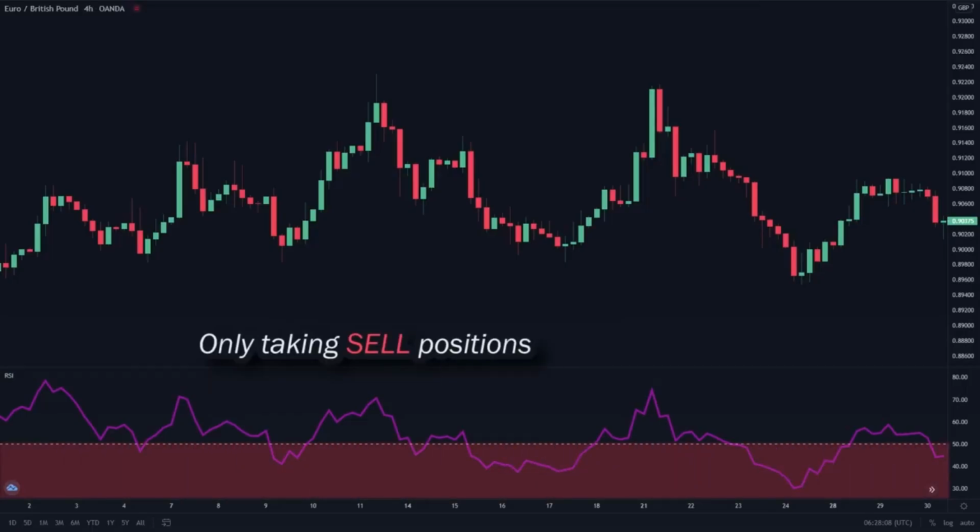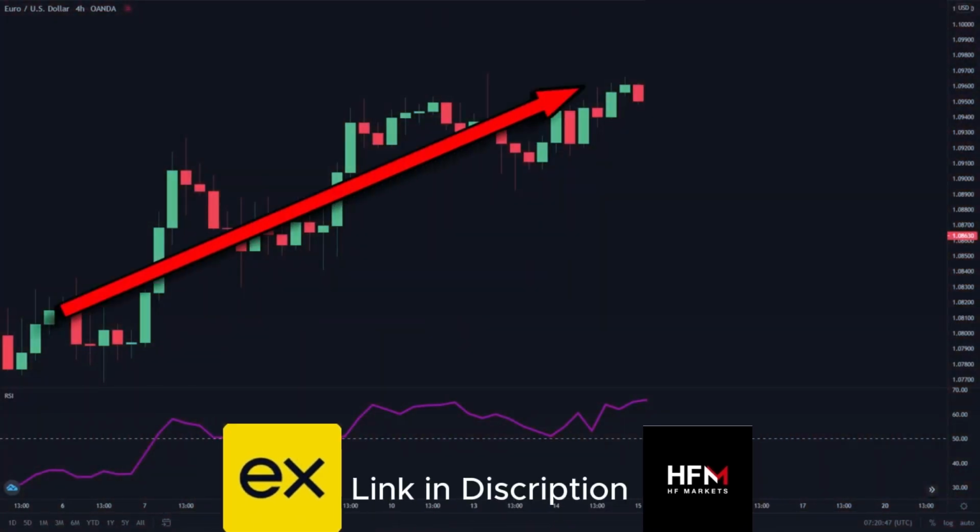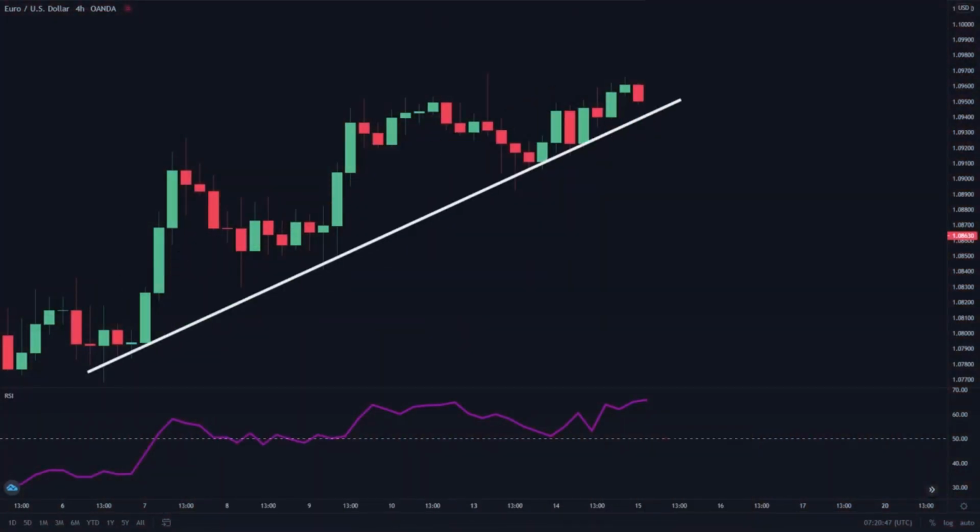So let's look at this strategy in action. In this chart, we spotted an uptrend, and so we want to draw our trend line below here. Now, notice that the price broke below the trend line, signaling a possible trend change. However, you can see that the RSI is still above the 50 line. And so you don't want to take any positions yet. You need to wait for the RSI to confirm the trend change by waiting for it to cross below the 50 line. Once this happens, you take a sell position.